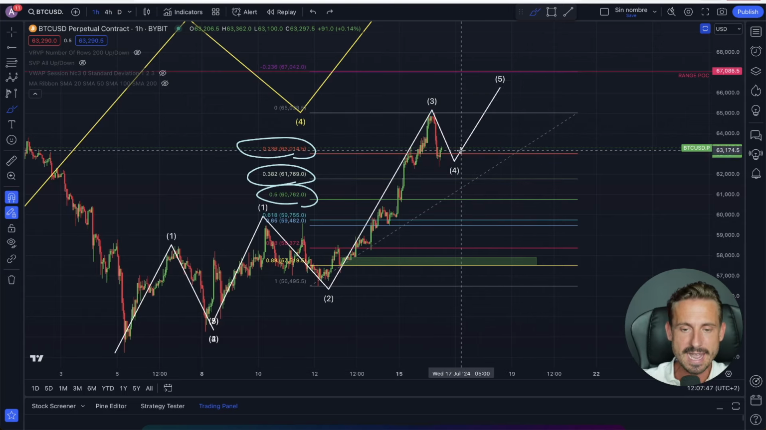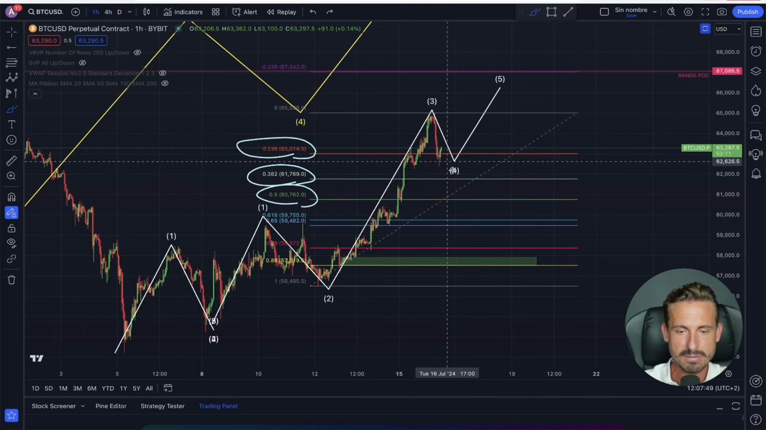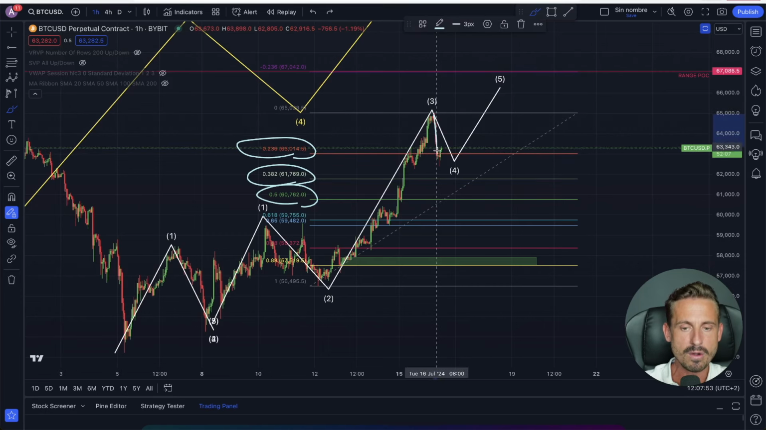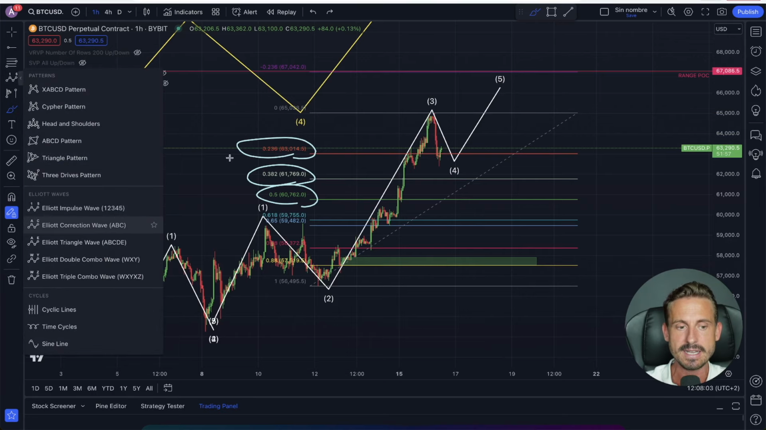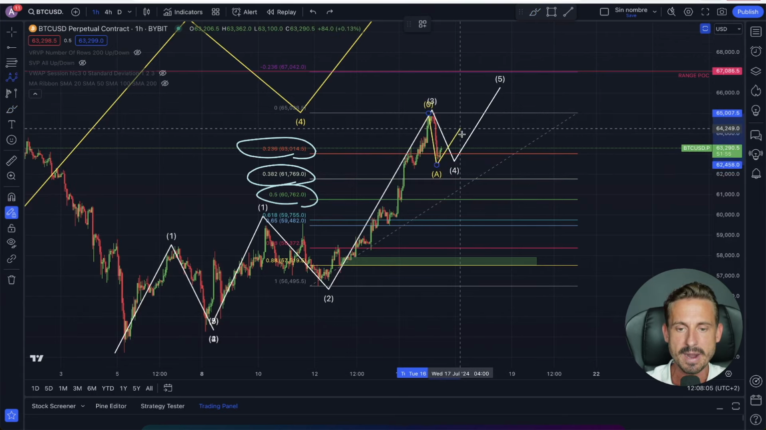So if we are going to get that movement to the downside to the 382, right? Just say that we formed an A wave right now. We're going to form a B wave, and we're going to form another low in the next coming hours, forming a three-wave structure. I would be speculating here on an ABC corrective move.